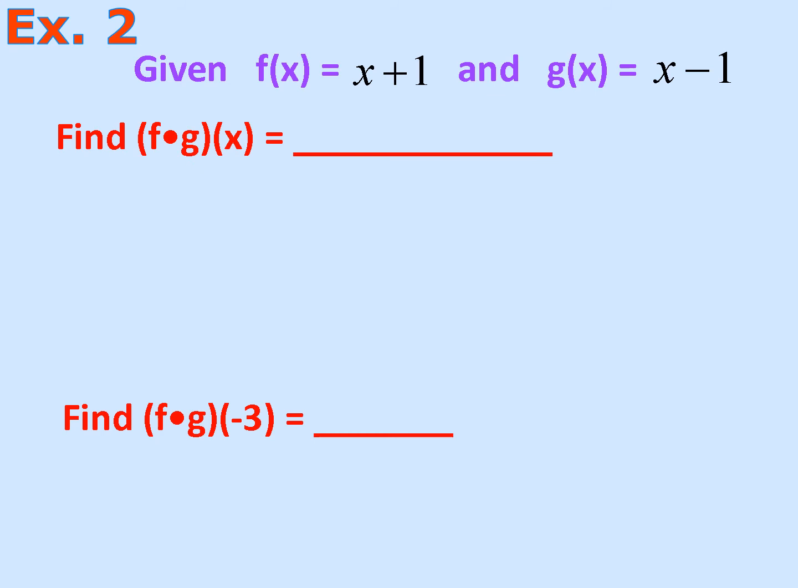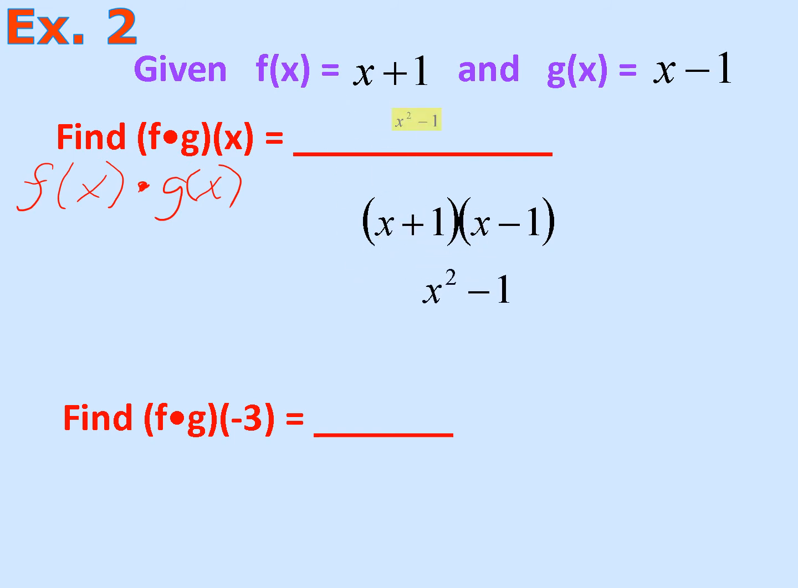Let's look at example 2. Example 2 says f times g of x. If you'll remember, that's the same as f of x times g of x. So that means I am going to multiply x plus 1 times x minus 1. You can box this or you can FOIL it, but you end up with x squared minus 1.